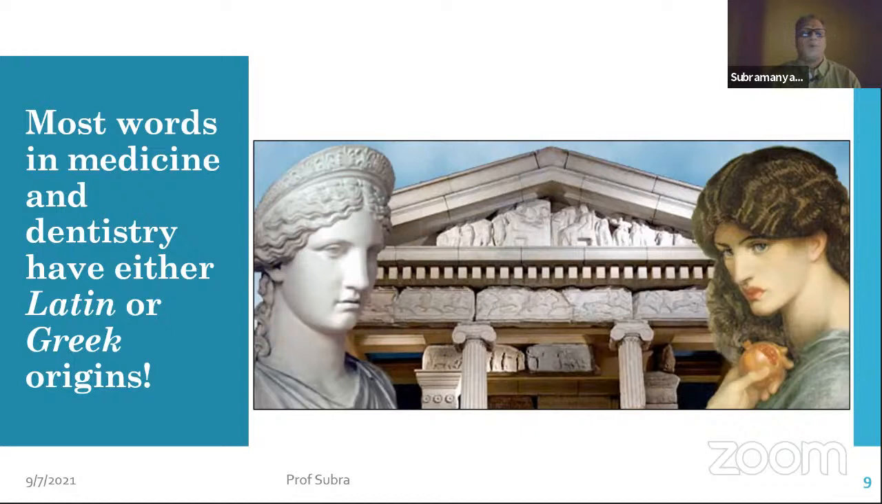More recently, for example, "ayo", an Indian word which we use very often, has been added to the English dictionary. We don't have new words being added to Latin or Greek. They are considered to be complete languages. And most of the words which we use either in medicine or in dentistry have their origin from Latin or Greek. And that's why probably these subjects are like Latin and Greek to us.